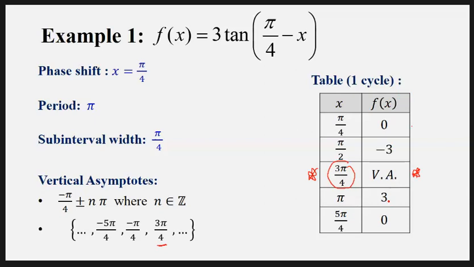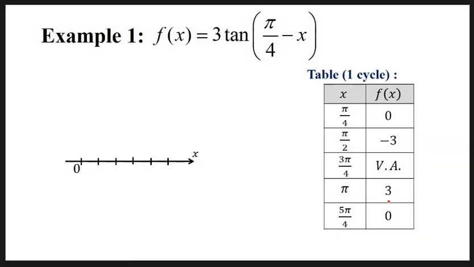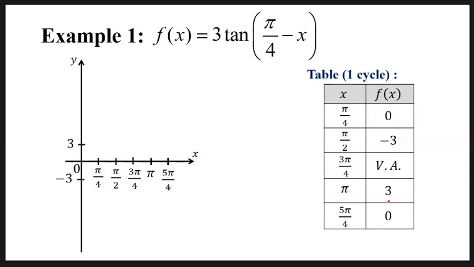Next, we make use of these x values and the corresponding f(x) reference values to plot the graph. I will begin with the x-axis values. I will have them start from π/4, π/2, 3π/4, π, and 5π/4. And then we put in our y-axis with the corresponding reference values, −3 and also 3.